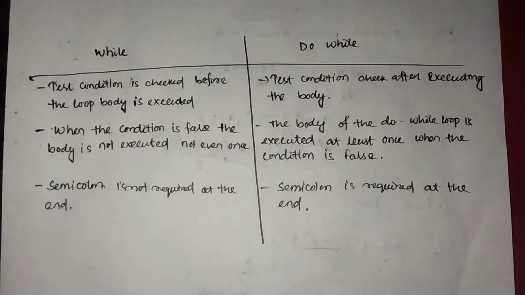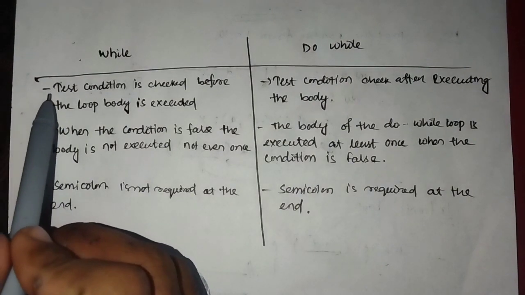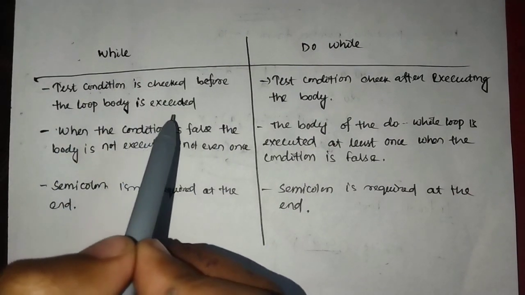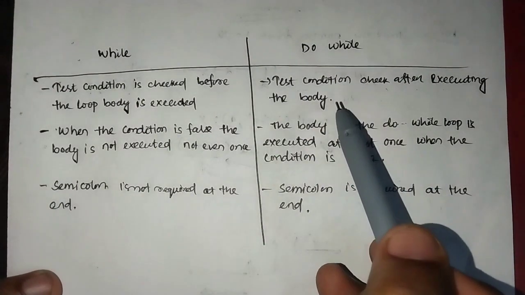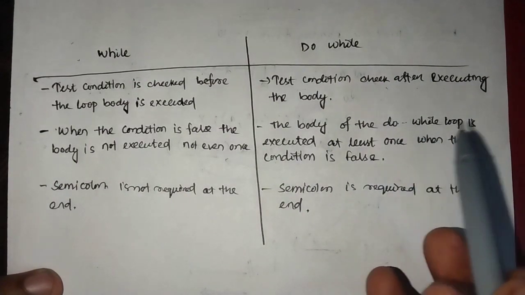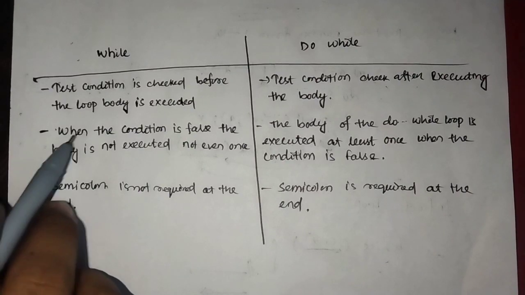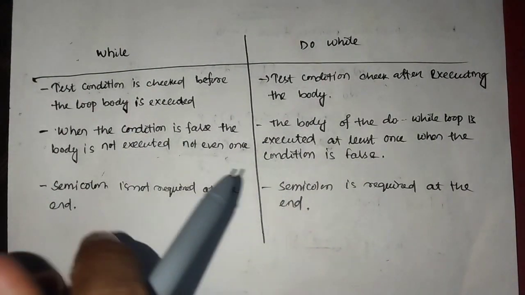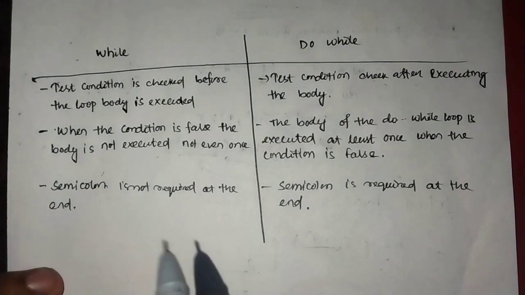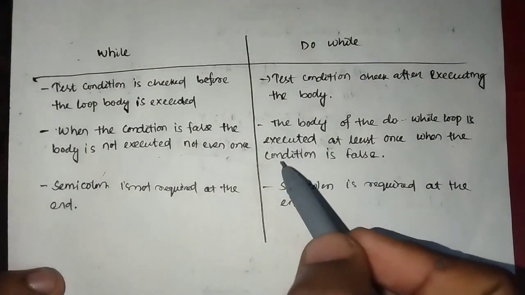The difference between while and do while loop. There are certain differences. Let's read them. I have already written them. First difference is test condition is checked before the loop body is executed in while loop. In the do while loop, the test condition is checked after executing the body. First it will execute the body part, after that it will check the conditional statement. Let's come to point 2. When the condition is false, the body is not executed, not even once. If the condition in the while loop is false, then it will not enter the loop. In the case of do while loop, the body is executed at least once when the condition is false.